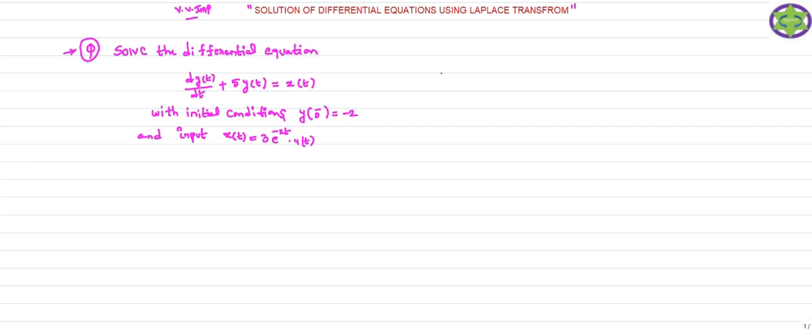Here the system is given. Solution of differential equation means we have to find the response of the system, that is y of t. Suppose this is the system, which is an LTI system. For this LTI system the input is x of t, and the output is always y of t.